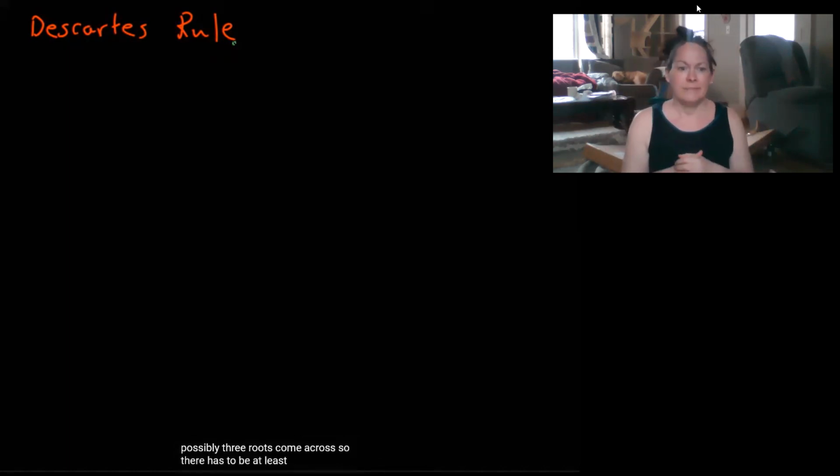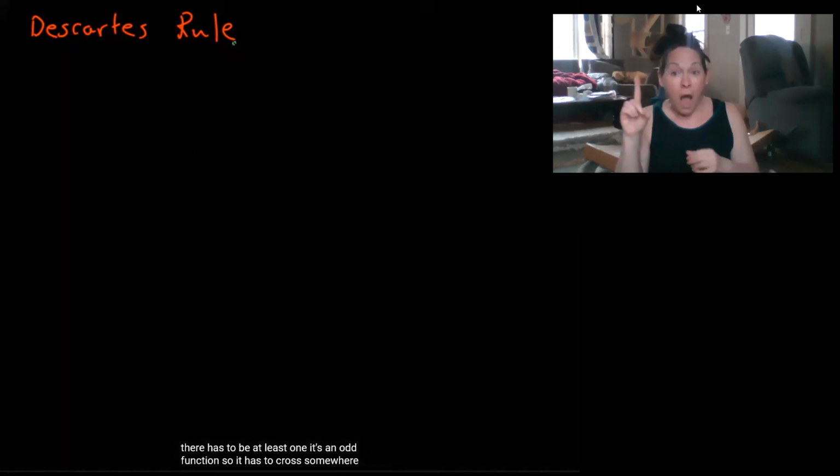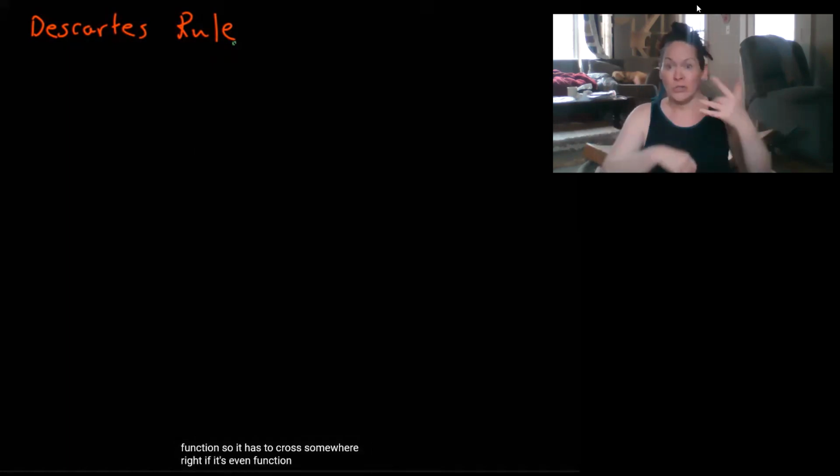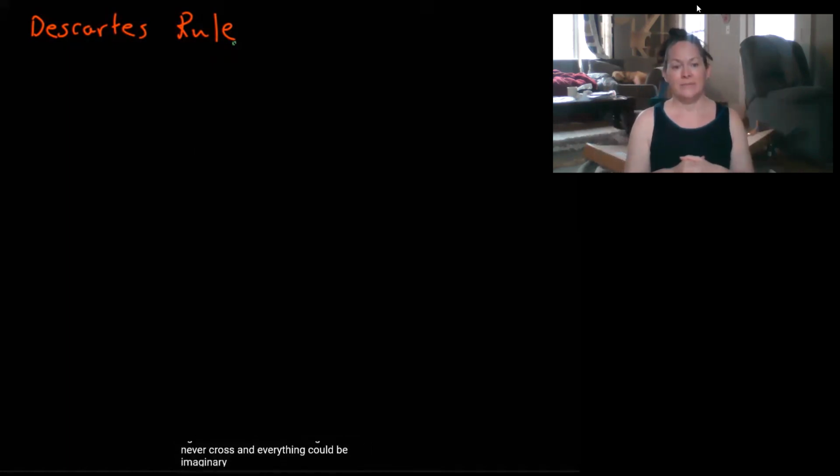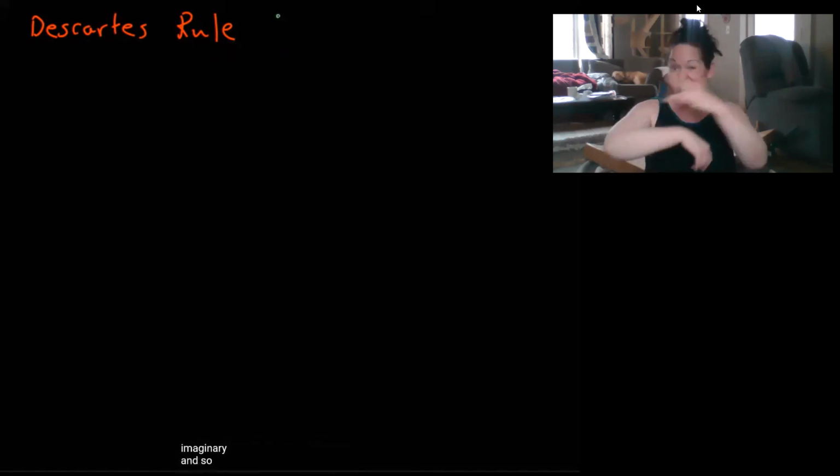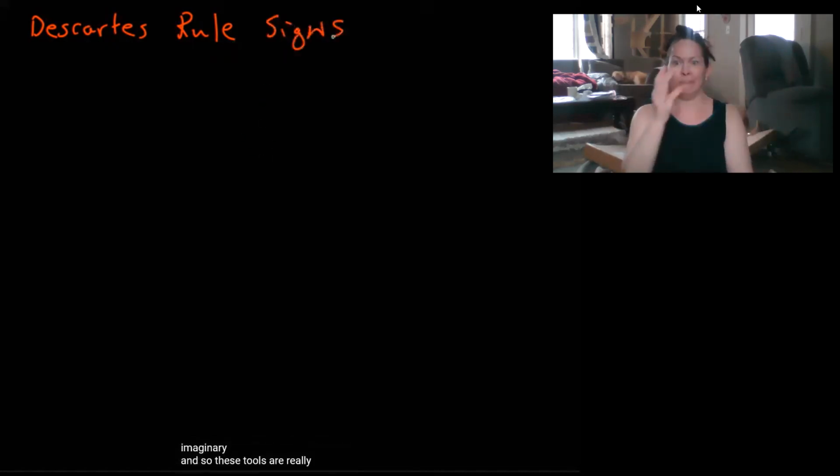Coming across. So it has to be at least one. It's an odd function, so it has to cross somewhere, right? If it's an even function, it might never cross, and everything could be imaginary. And so these tools are really nice tools.